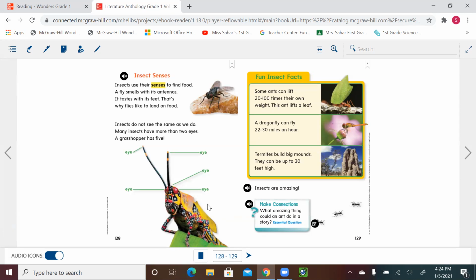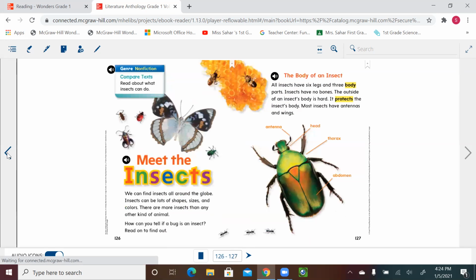All right, so what do we see here? Amazing things that ants can do. As we see from the fun fact, I can see that the ant can lift 20 to 100 times its own weight, and as we see in this picture. For example, if we look at page 129, from that chart we will have more knowledge and more information about insects. And that's why, if we go back to the title of that story, it says Meet the Insects, because we're learning about more than one insect.